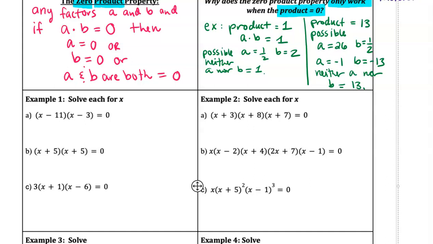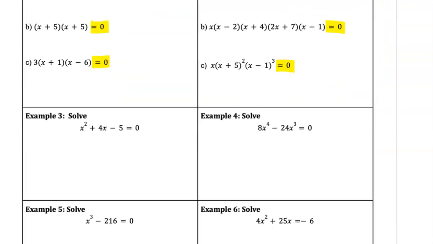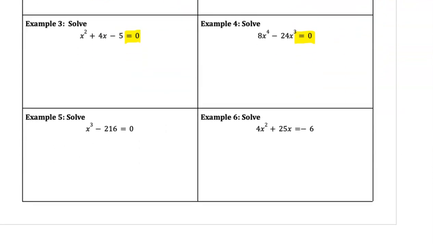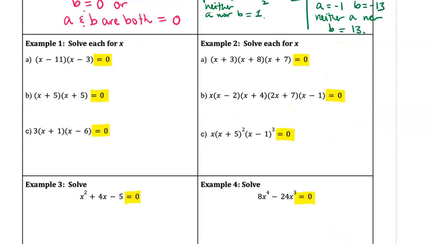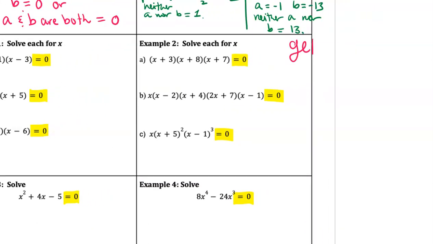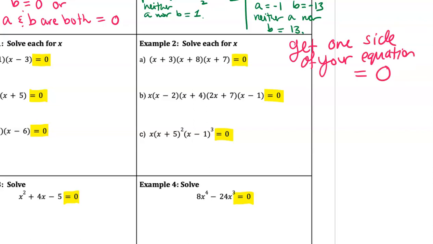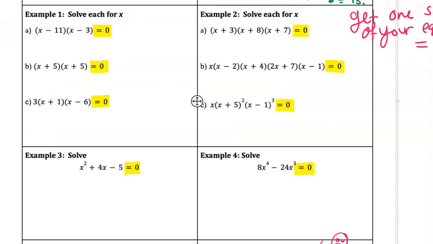Take a look for a moment at the fact that all of these equations are equal to 0, even down here in examples 3, 4, and 5, and then put a fat star here. We're going to have to do something about the fact that this is not 0. Gasp, it's not 0. Run for your lives. Anyways, I want you to make a big note to yourself that in order to use the zero product property, you need to get one side of your equation equal to 0. In the first few examples, we already have that done for you.